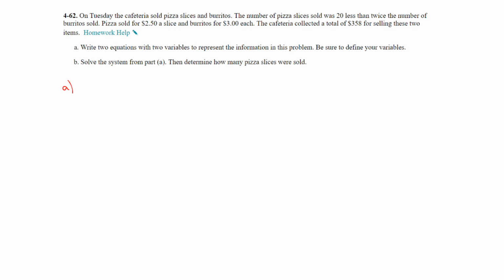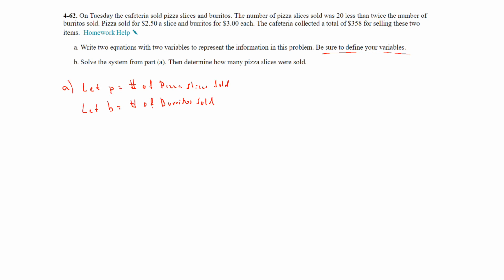So we need to define our variables. Once again, when you go to look at the question that is being asked, which is really on part B, determine how many pizza slices were sold, there's two things that they're selling, pizza slices and burritos. So those are the two unknown values. So maybe for the first one, we can say let P equal the number of pizza slices sold, and then we can let B equal the number of burritos sold. So those are our unknowns. That's defining our variables. Now we need to write two equations.